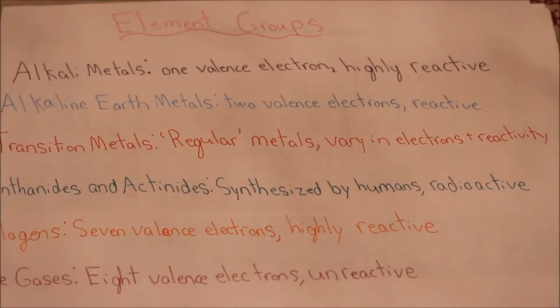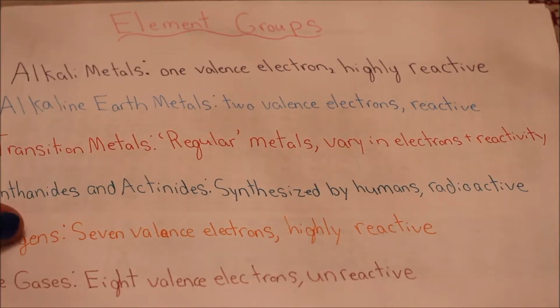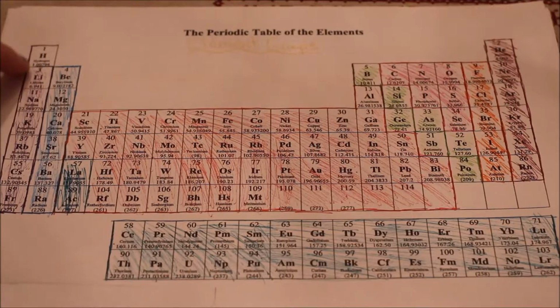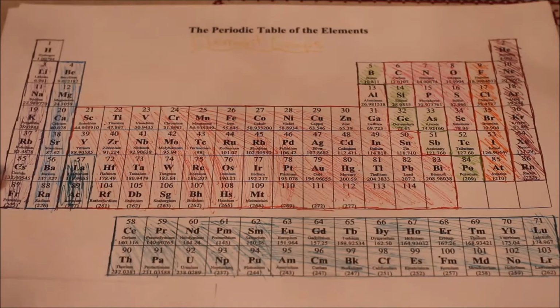The second group that we have is the alkaline earth metals. They have 2 valence electrons and they're still reactive, but they're not as reactive as the alkali metals. So they're going to be over here in group 2, all the way from beryllium to radium.